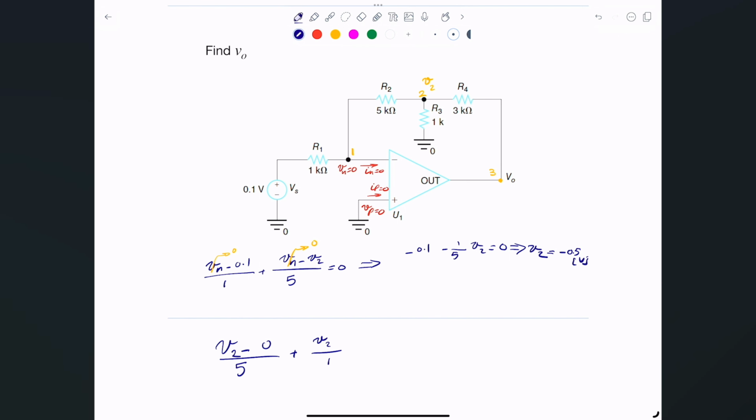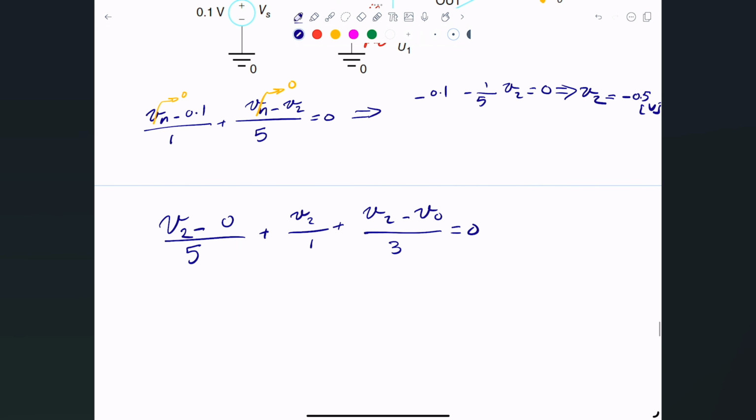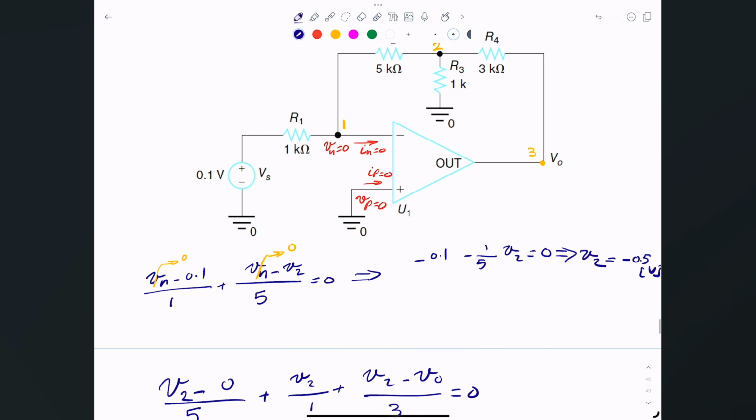plus V2 divided by 1 kilo ohm plus V2 minus V0, the thing we're looking for, divided by 3 kilo ohm equals 0. So I substitute the value of V2, which is negative 0.5, divided by 5, plus V2, which is simply negative 0.5, plus negative 0.5 divided by 3, minus V0 divided by 3 equals 0, and that gives me the value of V0 to be negative 2.3 volts. Okay, and that's about it. That's everything we need to know.